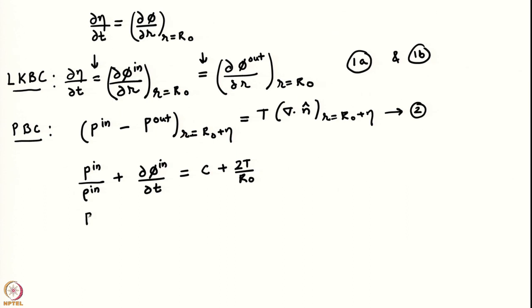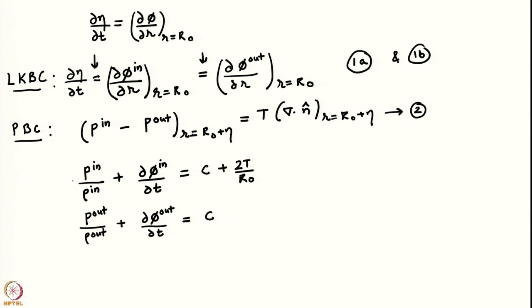I can write a similar equation for p out by rho out plus del phi out by del t is equal to C. C is just an arbitrary constant. It reflects the fact that only differences of pressure are known, the absolute value is not known. So, C is an arbitrary constant, and you will see that C will get eliminated further in our analysis. So, the difference between these two is just twice T by R 0, as we have seen when we wrote down the pressure difference in the base state.